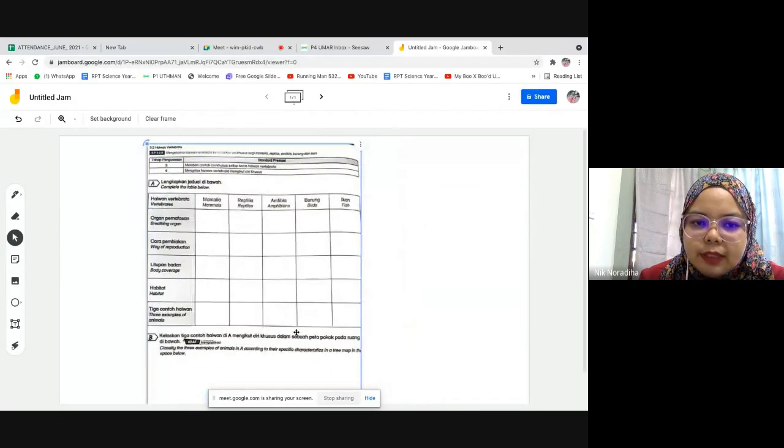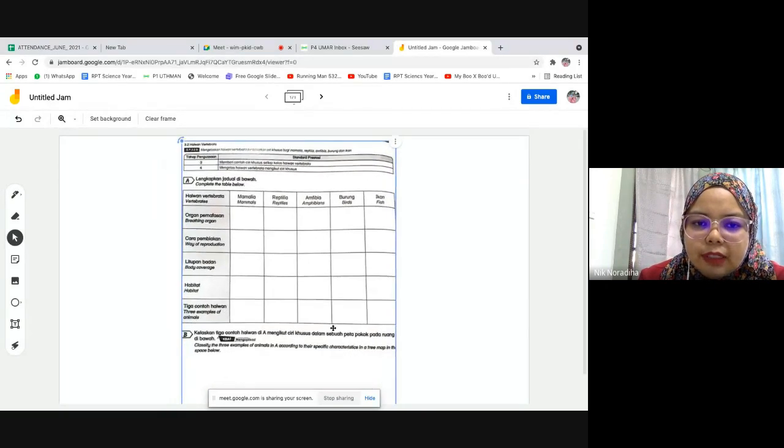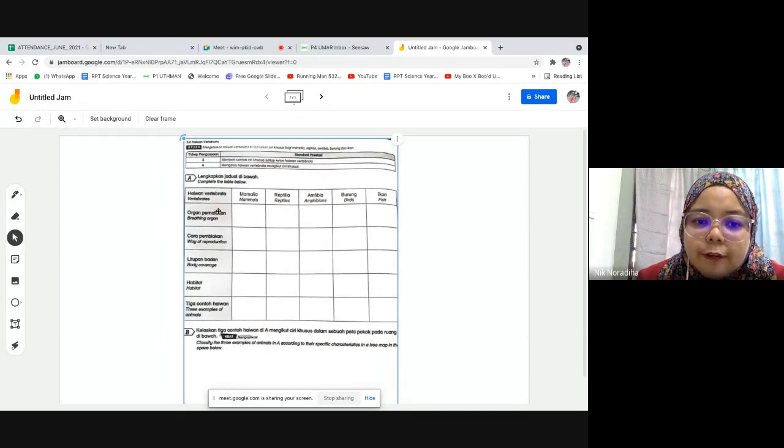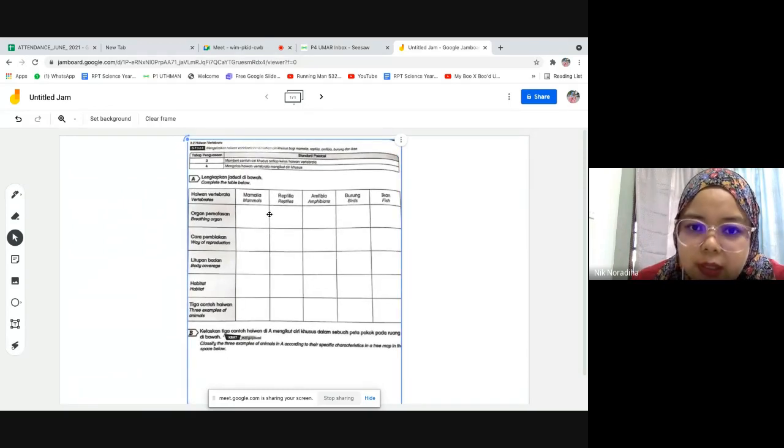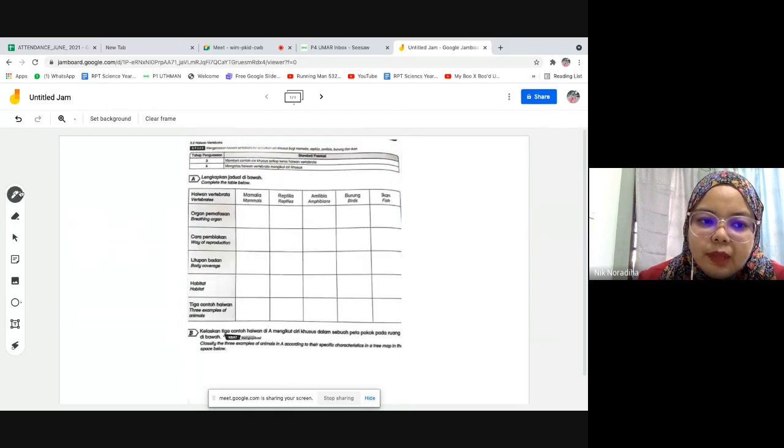Okay, so this one is the one that you have in your Skill Hebat book. For vertebrate animals, we have 5 groups. The one that teacher asked Zikri just now. How many groups do we have for animals? So, we have 5. So, these are their characteristics: breathing organ, way of reproduction, body coverage, and also habitat. All right, and also you have to provide 3 examples. For B, you don't have to do. Okay, so A only.